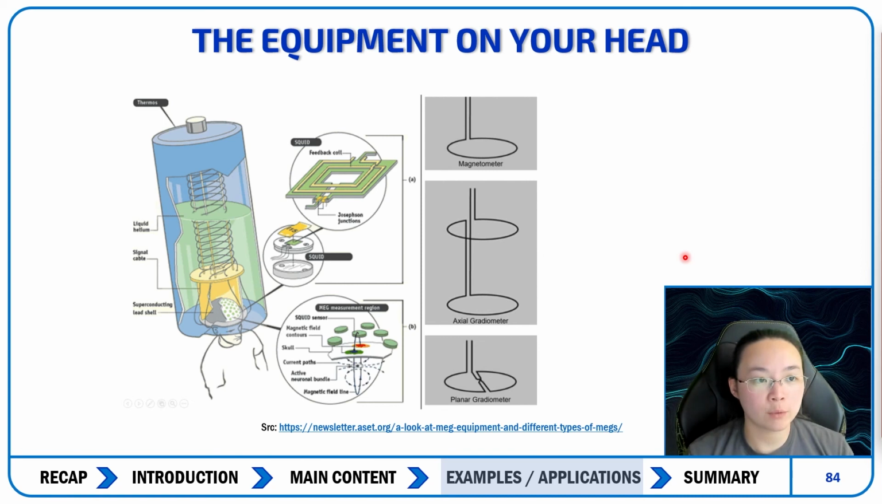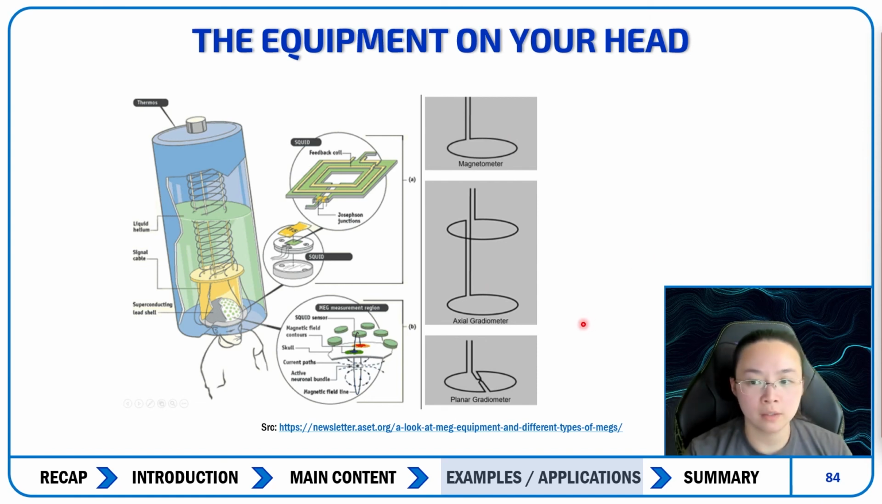What kind of equipment is placed on your head? You basically are sitting here with your squid cap, and zooming into this squid cap, we have an MEG measurement region with a squid sensor. The magnetic field is going to come up from your head, and the squid is going to sense it and then process a signal. You then have within each sensor a feedback coil that allows measurements to be taken and processed. What we call these are pickup coils.